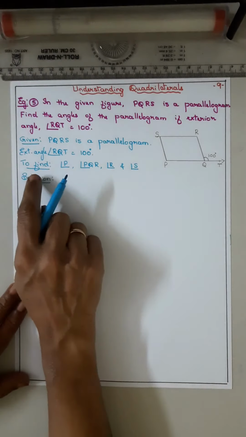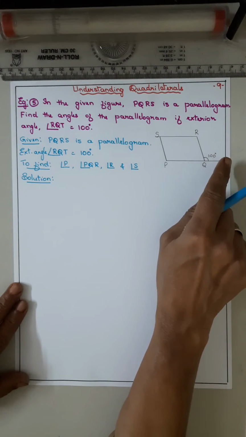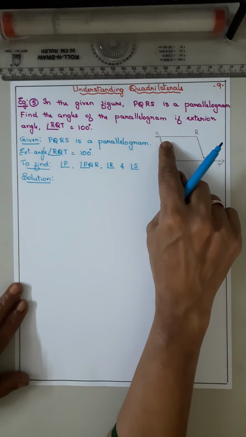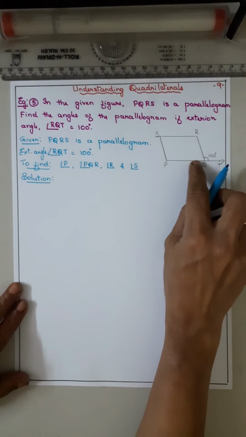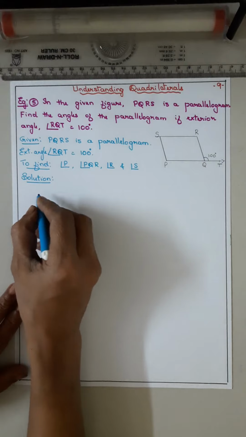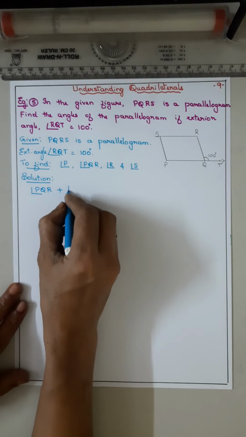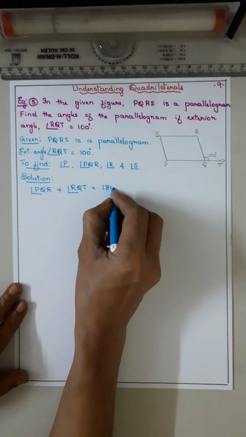Next they have asked to find out the angles of the parallelogram, meaning angle P, but at Q you don't write angle Q because at Q you have got two angles. So PQR, then angle R, then angle S. So first, solution: first you find out angle PQR. So angle PQR plus angle RQT is equal to 180.